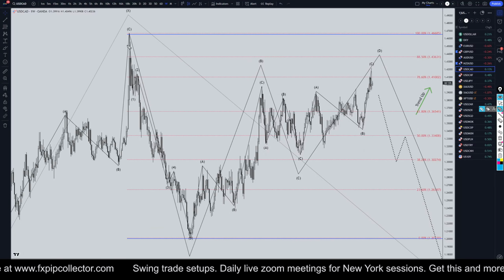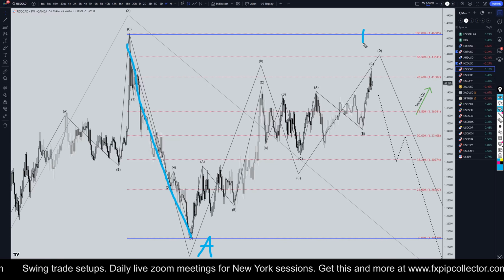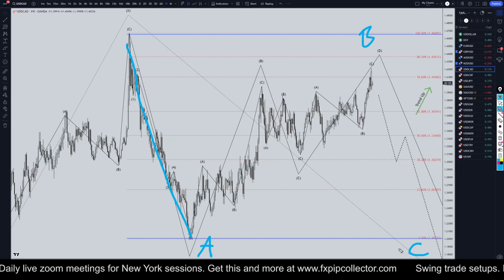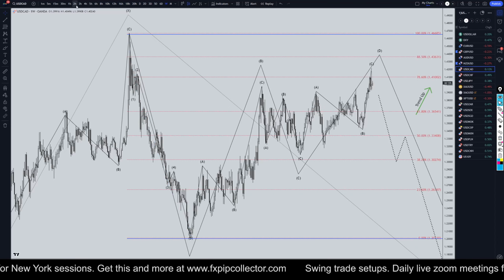So on the weekly, I think this first whole push down is the A. I think this is all probably a wave B, and I think eventually we're going to go down and make a wave C to make that ABC of wave Y, because a wave Y should be a three-wave pattern.